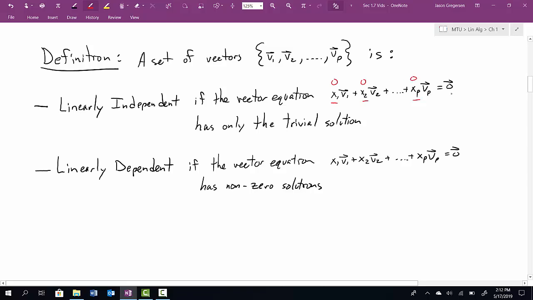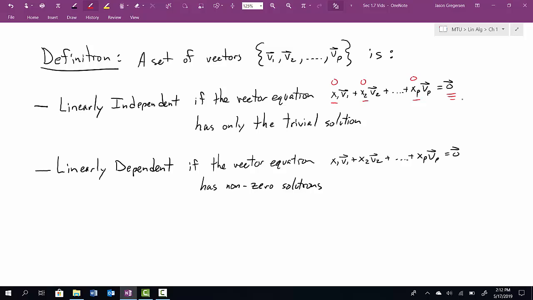Because this is a homogeneous equation, in other words, that right-hand side is 0, we know that if we took 0 v1 plus 0 v2 plus ... 0 vp, we would get 0. So we know that having the weights of 0 is a solution. We know that the trivial solution is a solution. The question here is, are there other solutions? If the only solution is the trivial solution, then that set of vectors is linearly independent.